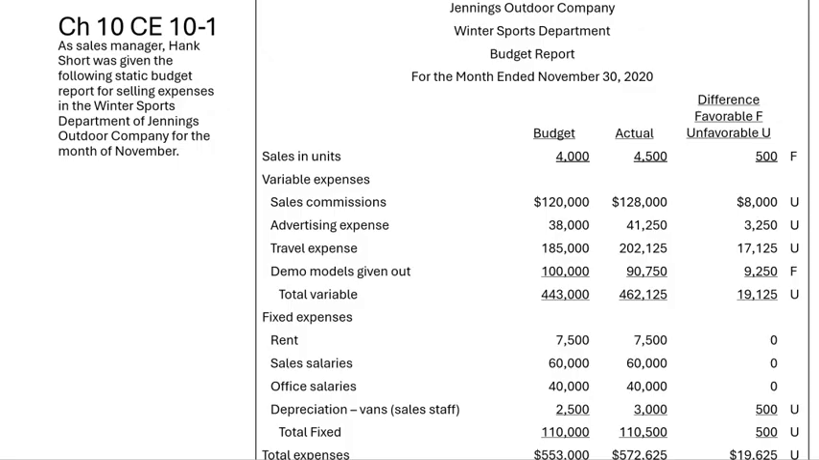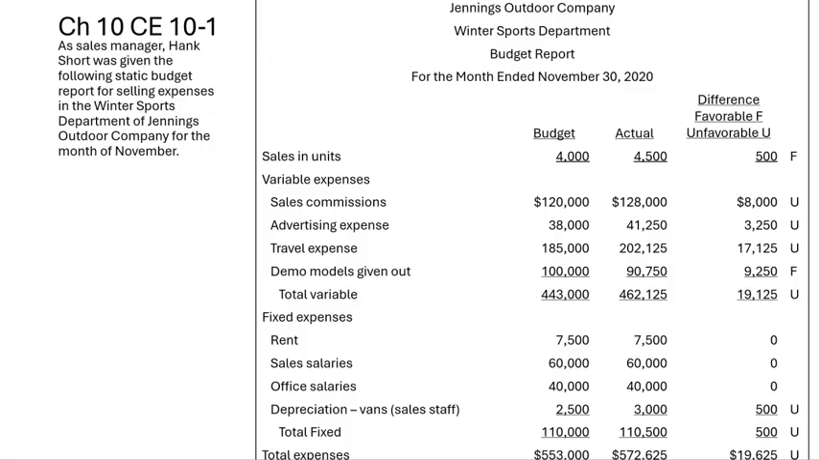So we have our budget report for the month ended November 30th. We have the budget column that has the sales in units, the variable expenses, the fixed expenses, total expenses. Then we have the actual column, and then the differences in whether they're favorable or unfavorable.